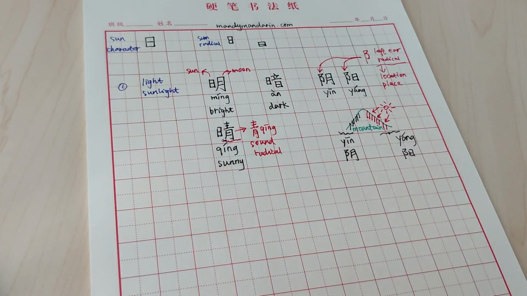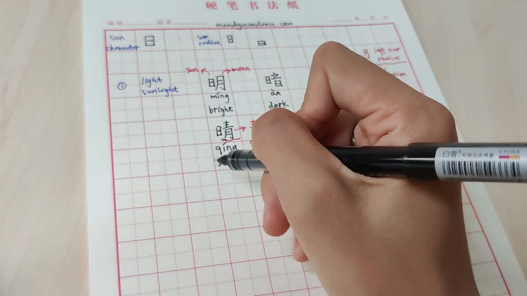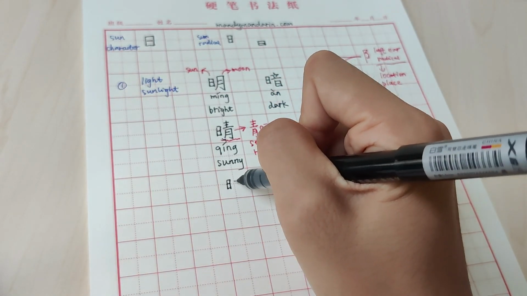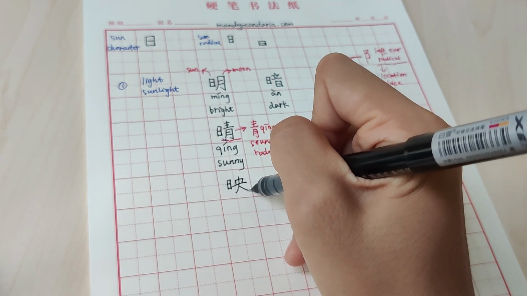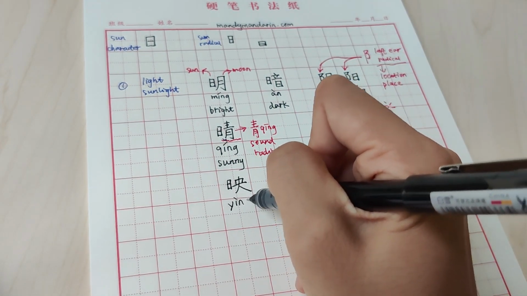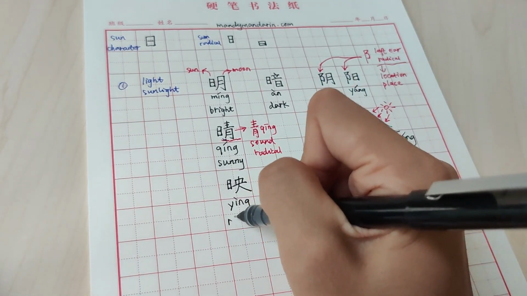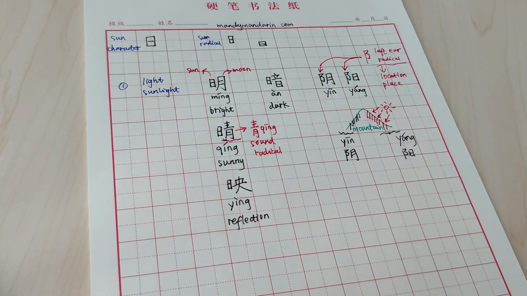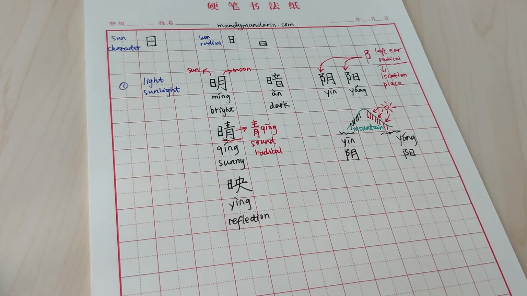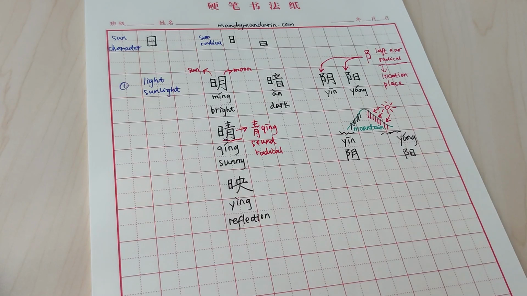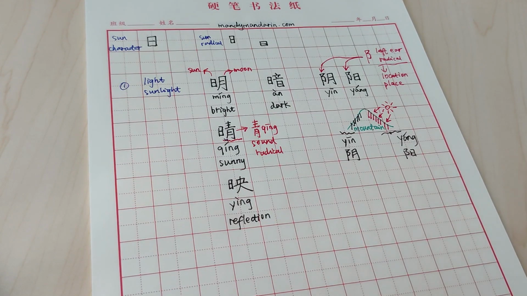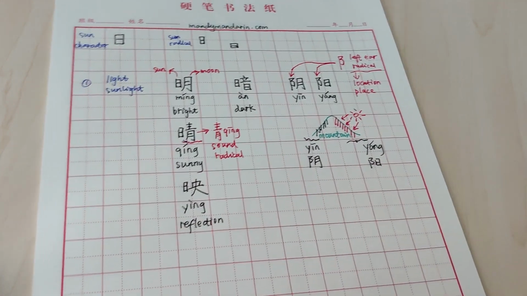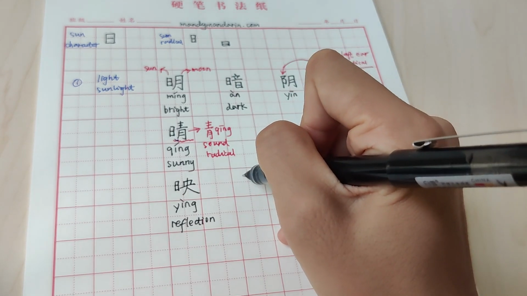And move on to the next example, which is the sun radical. And then this is yin. Yin could mean reflection, because you need light to reflect things. If there is no light, there's no reflection, isn't it? Okay, so move on to the last example, that is this one.